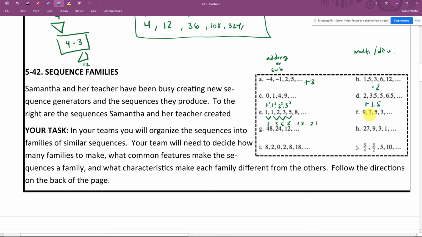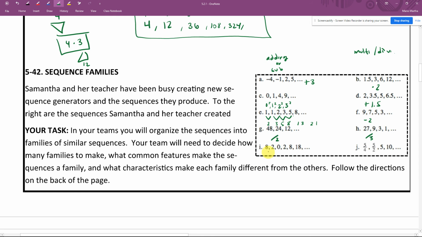For this one, you have 9, 7, 5, and 3. So here we're not adding or multiplying or dividing. We're actually subtracting 2. In this one, you have 48, 24. So this one's getting smaller. When you notice things are getting smaller, you're either subtracting or dividing. In this case, we're dividing by 2. And then here we have 27, 9, 3, and 1. So it seems like each new term is being divided by 3.